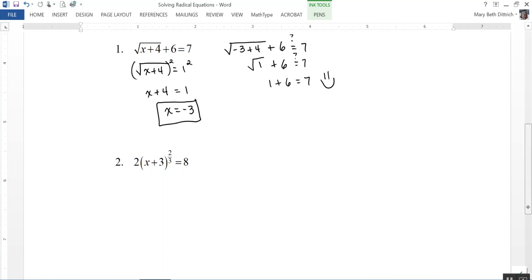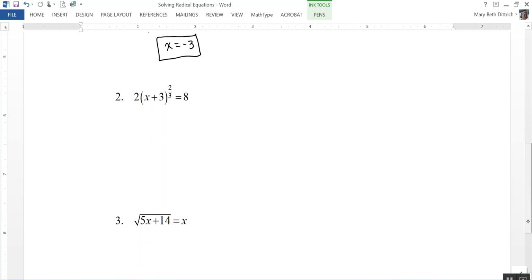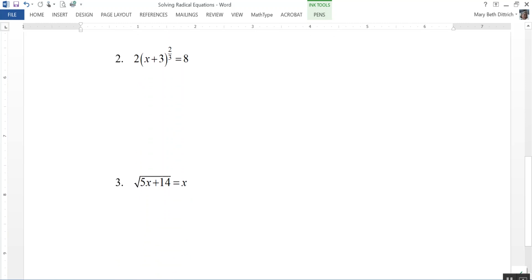Second example says 2 times the quantity x plus 3, which is raised to the 2/3 power, equals 8. So I want to isolate my expression that's raised to the rational exponent, to the 2/3 power. So I'm going to divide both sides by 2. So x plus 3 to the 2/3 power is equal to 4. And now in order to undo this 2/3 power, I'm going to raise each side of the equation to the 3/2 power.